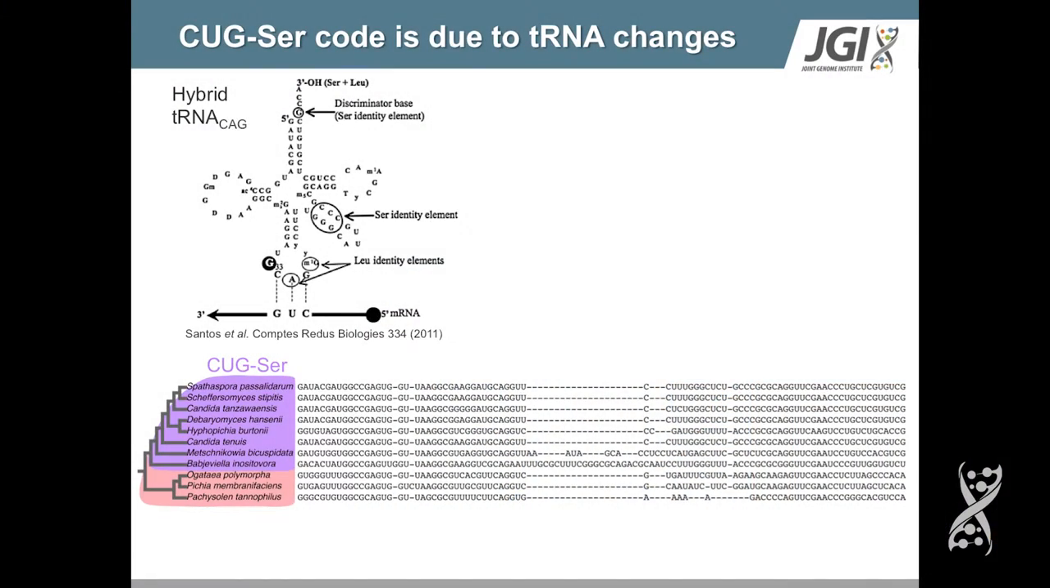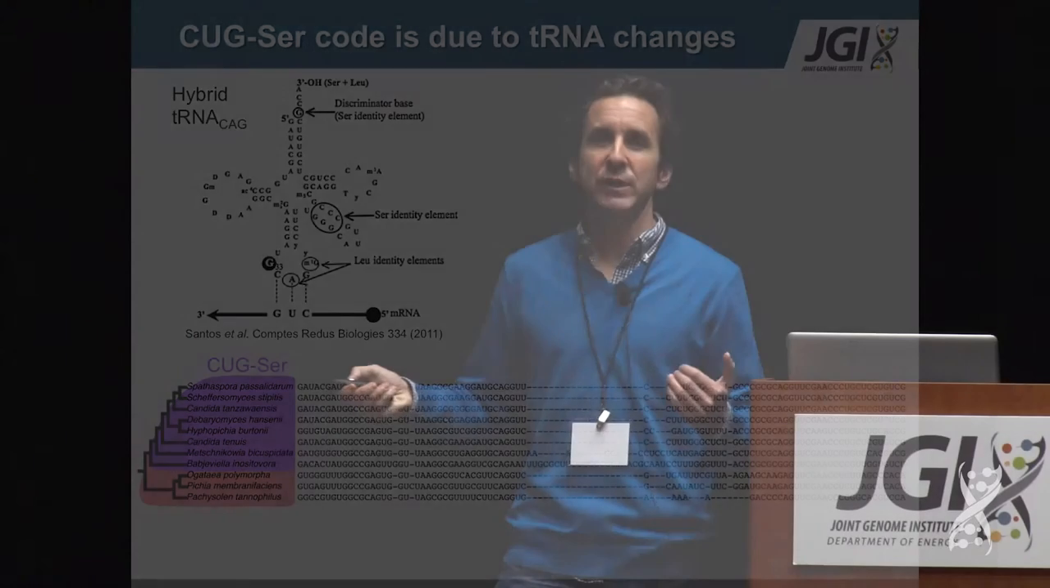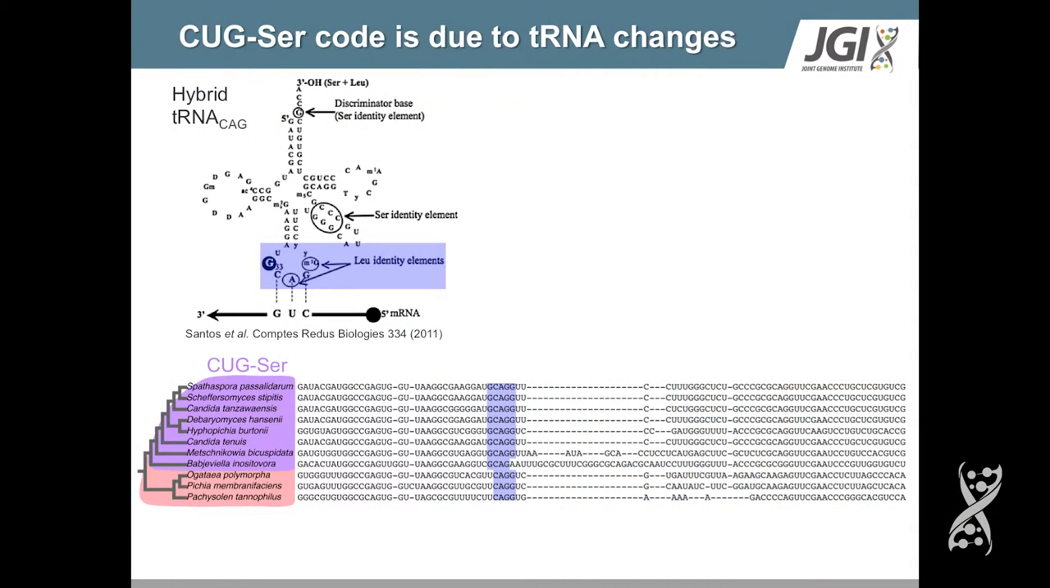In the more than two decades since the initial discovery of CUG-Ser, it has emerged that this alternate genetic code is due to changes in the tRNA, where, not surprisingly, the tRNA has some features of a leucine tRNA, some features of a serine tRNA. So the first thing we did was to look at all the tRNAs with the CAG anticodon and identify these features. So, obviously you expect to see the leucine identity elements, whether you're translating it to serine or leucine in the end, but also these serine identity elements, which are elsewhere in the tRNA.